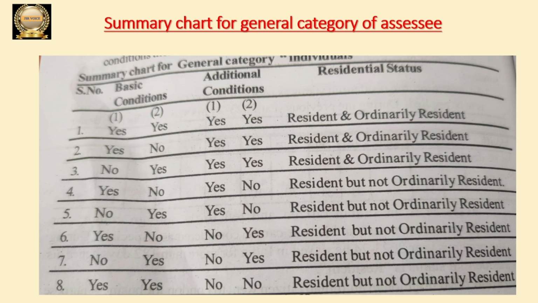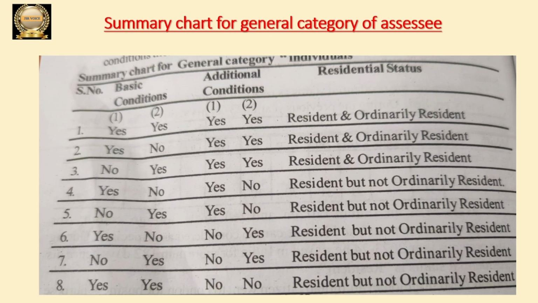And see the fifth one, basic conditions. First one no, not satisfying. Second one yes. So if he satisfies one basic condition, we can treat him as a resident and apply additional conditions. First one yes, second one no. If he satisfies both, then only he will become resident and ordinary resident. So only one he is satisfying. So he will become resident but not ordinary resident. Okay.